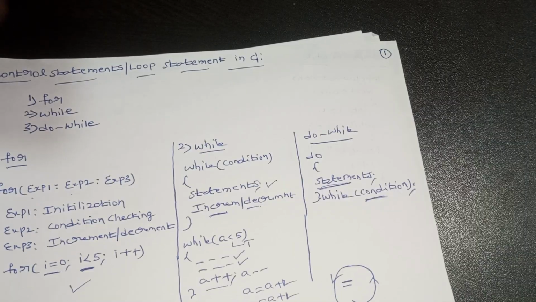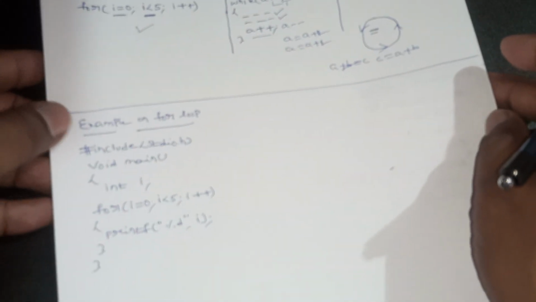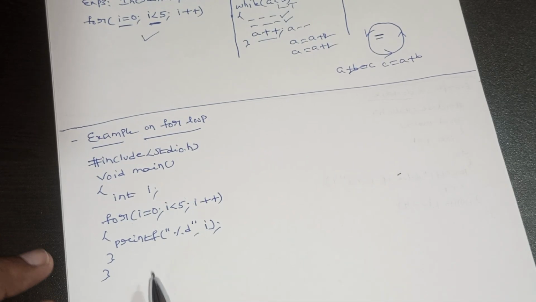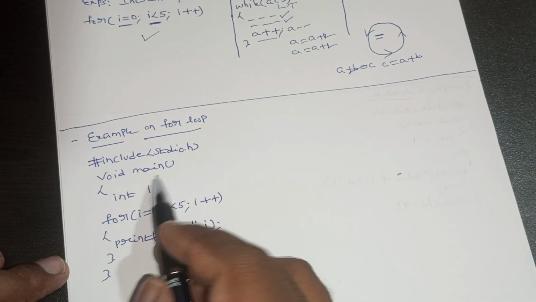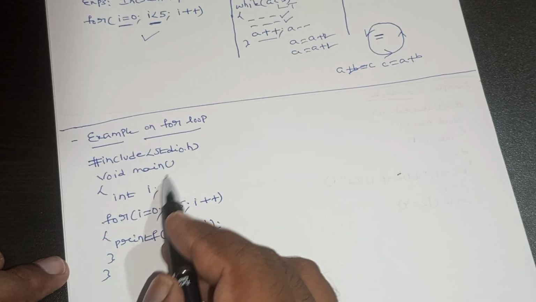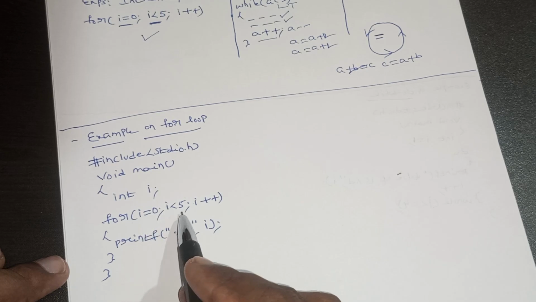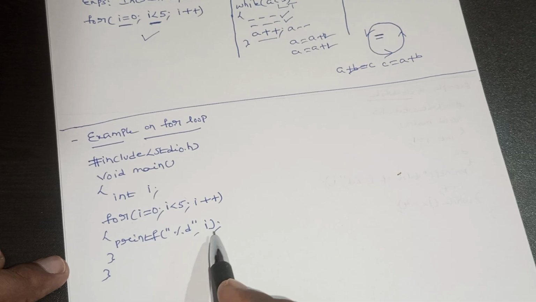Okay, now I will take a small example. So I am taking the example here. I am running this for loop. #include <stdio.h>, int main, these are braces, and then int i, for i equal to 0, i less than 5, i plus plus. So I have to print %d, i.